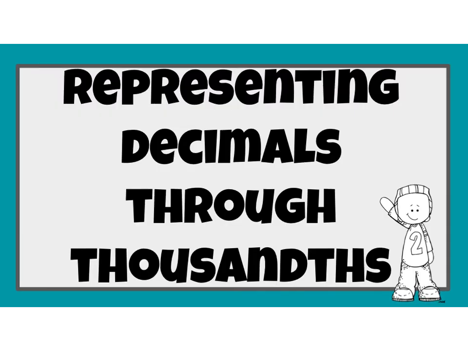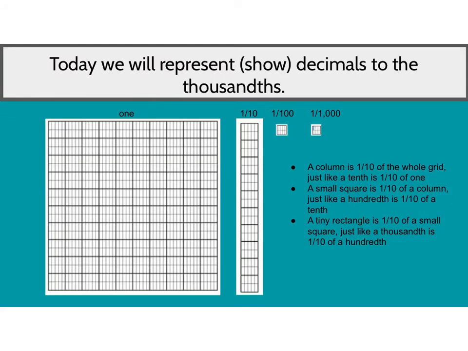This lesson is representing decimals through thousandths. So today we will represent or show decimals to the thousandths. So if you take a look at my grid here, it looks a lot different than what we have used in the past. You will notice that the dark lines that you see here actually look like the base 10 blocks that we've used in the past. However, notice that we now have very small little rectangles inside of each of those squares.